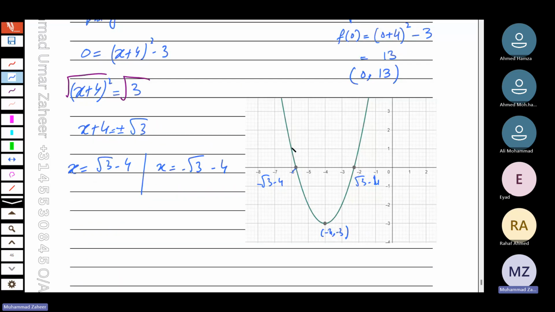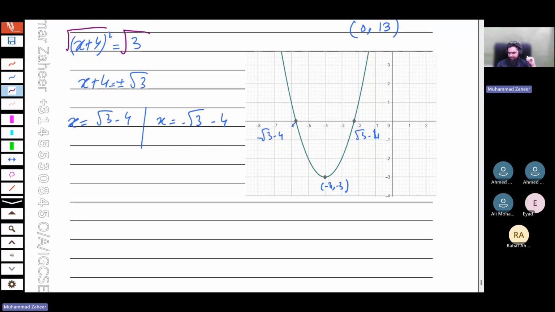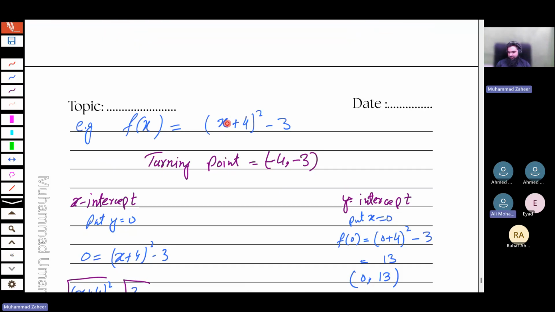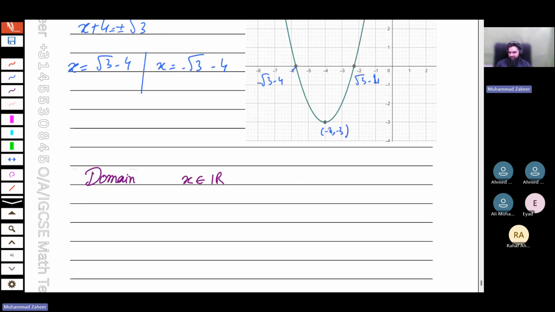Okay, now the main point is how you are going to find the domain and the range of this function. Just look at the graph and anyone tell me what is the domain and the range of this function. What is the domain? All real numbers, because in this function you can substitute all types of real numbers. You can substitute any negative value, any positive value, you can substitute zero as well. So all real numbers are going to be in the domain of this function.